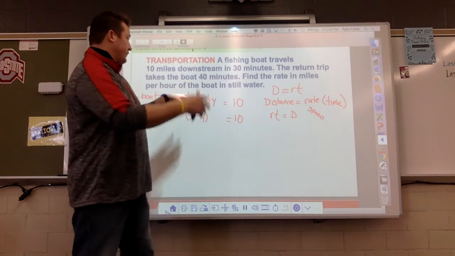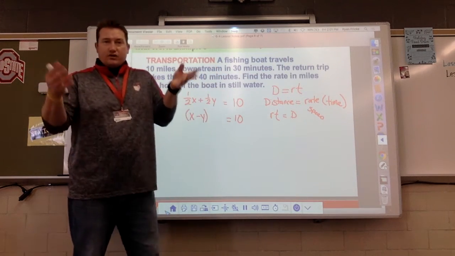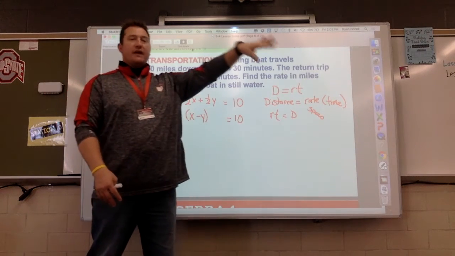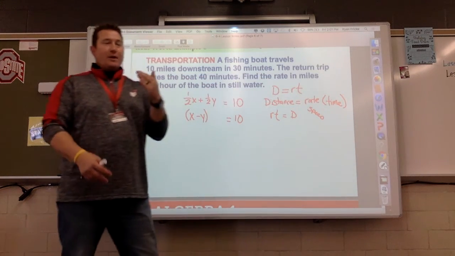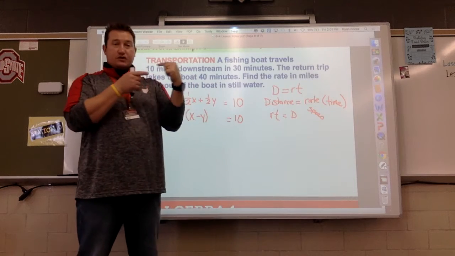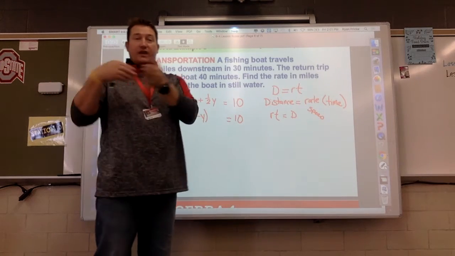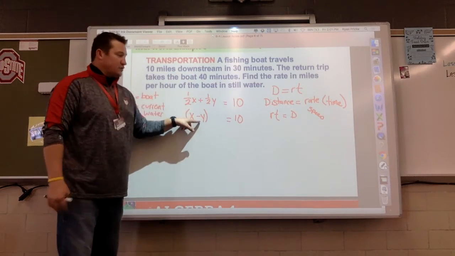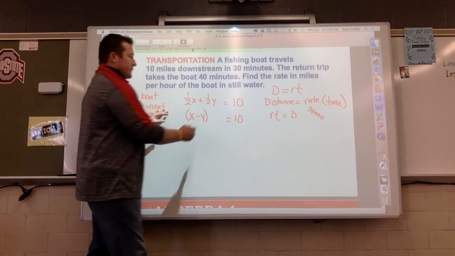The first trip, we were going with the water. Maybe the water's going a couple miles an hour, so we're really going like 12 or 13. On the way back, if the boat's going 10, but the water's slowing me down by 2 or 3, we're really going to be going slower than that. So that's why we're going to subtract the current speed here.